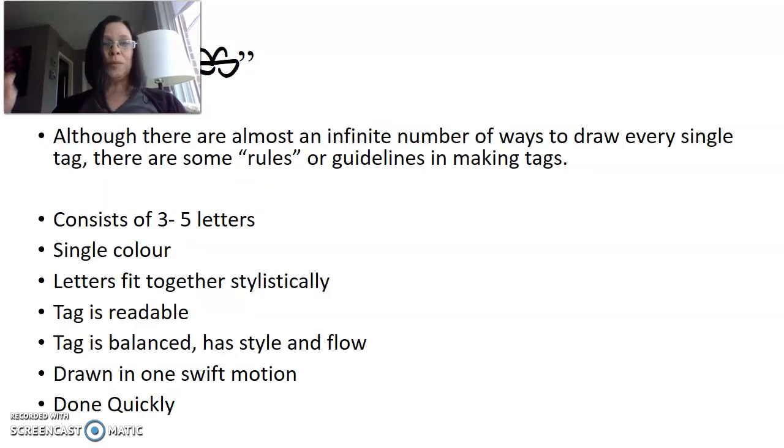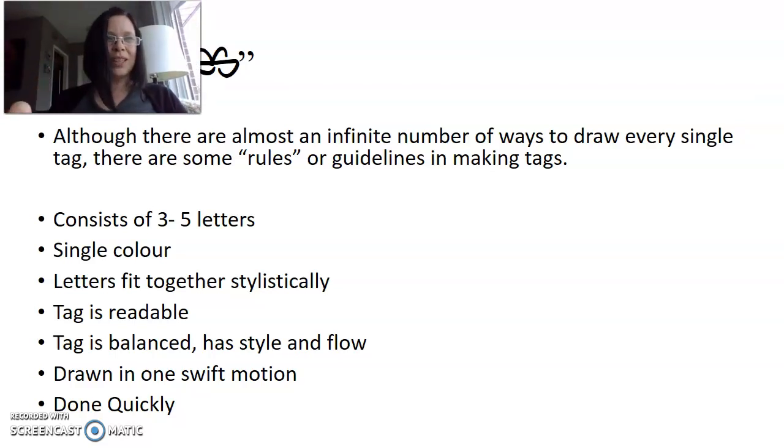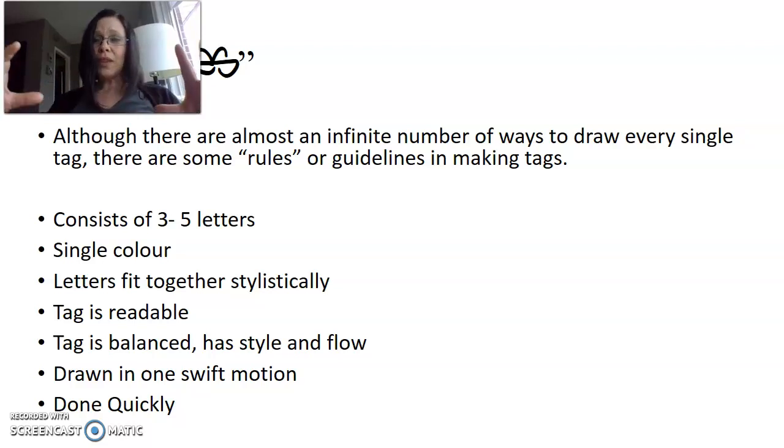Okay, so with graffiti tags, there's rules, but then there's not really rules. There are guidelines. Again, graffiti is about breaking the rules, but traditionally this is what graffiti tags have. They have 3 to 5 letters. They're in one color. The whole tag fits together stylistically. It's readable but not readable, depending on your style. It's balanced, it has style, it has flow. You can draw it quickly in one swift motion. Okay, so let's look at some examples.